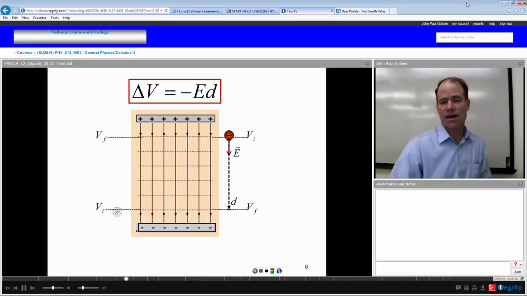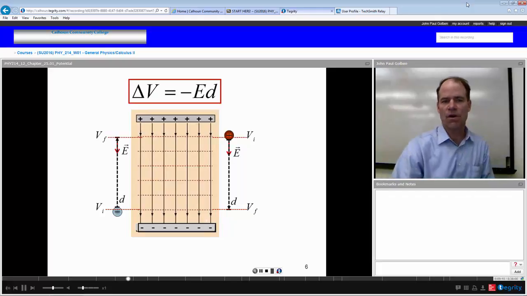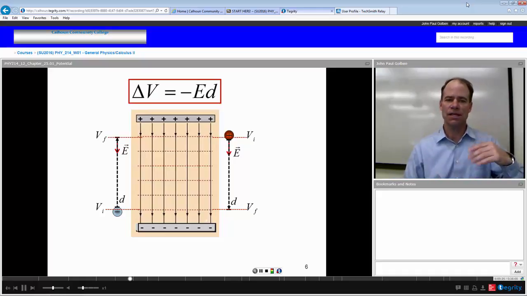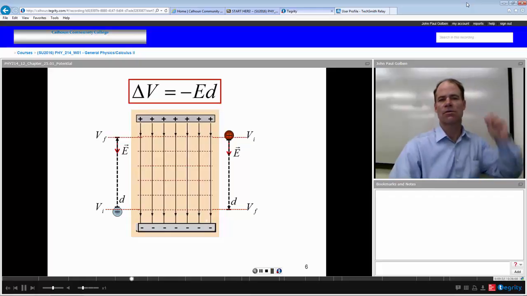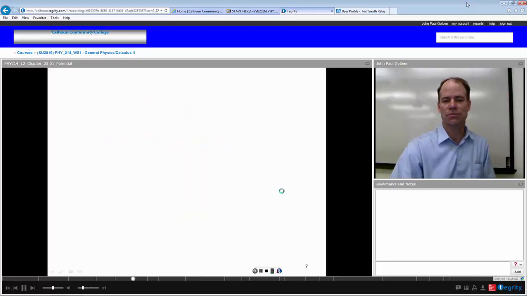Likewise, I could have a negative charge, which in a dynamic sense would be repulsed by the negative plate and attracted to the positive plate. It will fall in that direction, which will be in the opposite direction of the E field. So its change in potential again would be a negative E times D, but the displacement or the dot product between the E and D will be a negative value. So it will rise to a higher potential as it goes from this position to the final position.